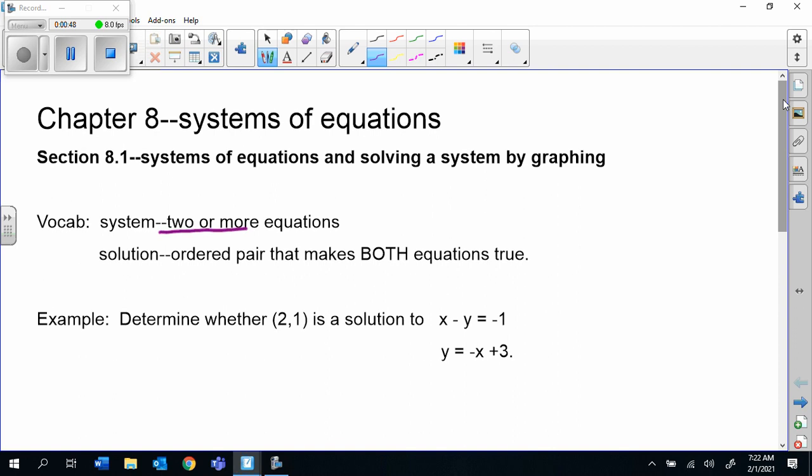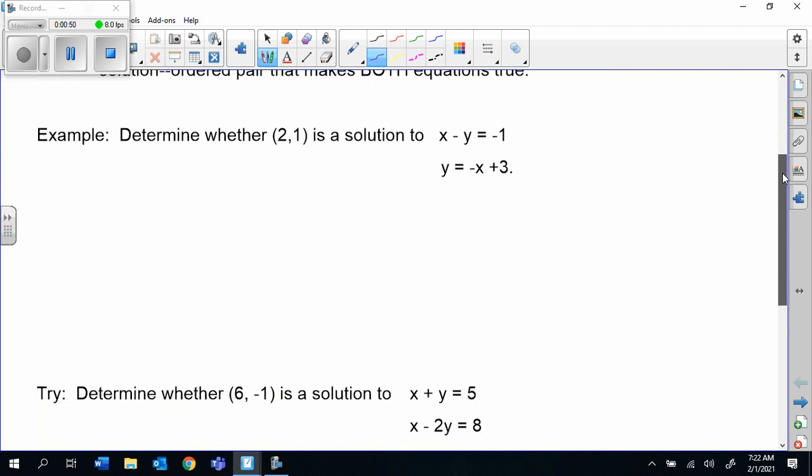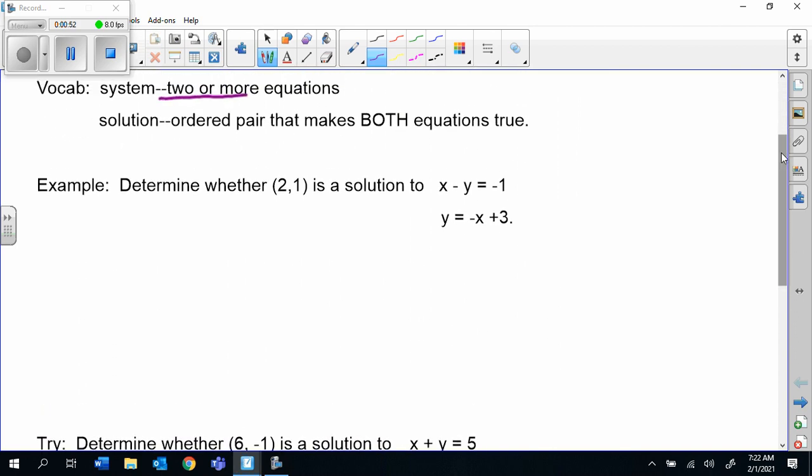So if we have more than one equation, how do we find a solution? Well, a solution is any ordered pair that makes both equations true. So just to get a handle on that, our first couple examples just say determine whether or not (2, 1) is a solution. And so remember that our first number in our ordered pair is the x, the second number is the y, and then we're going to go ahead and plug it into each one.